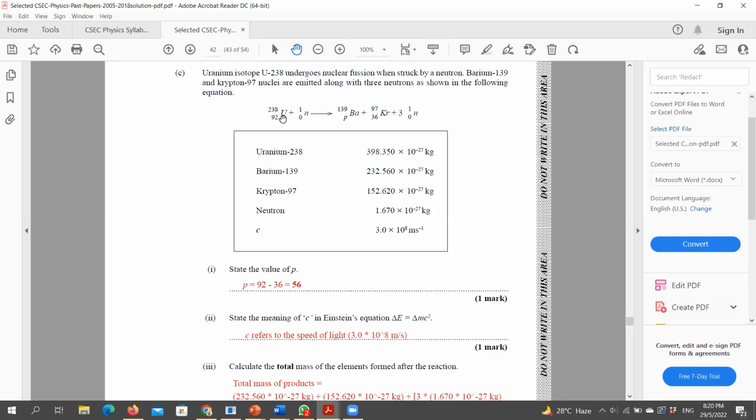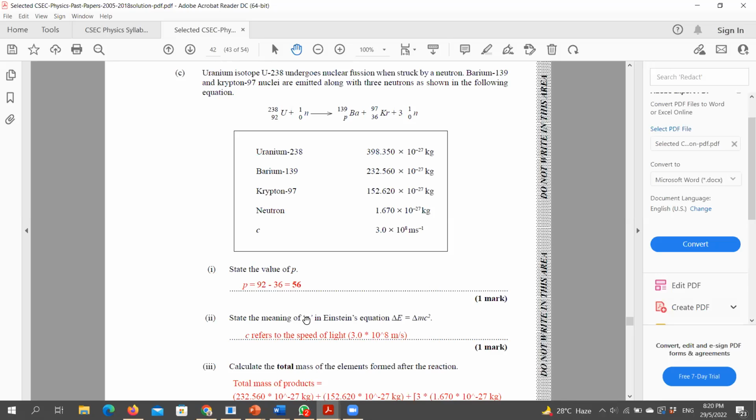So what we need to do is to look at the charge on the reactant side. 92 plus 0, that's 92. And we have 36 and 0, 36. So 36 plus P should give us 92. And therefore, P is equal to 56.